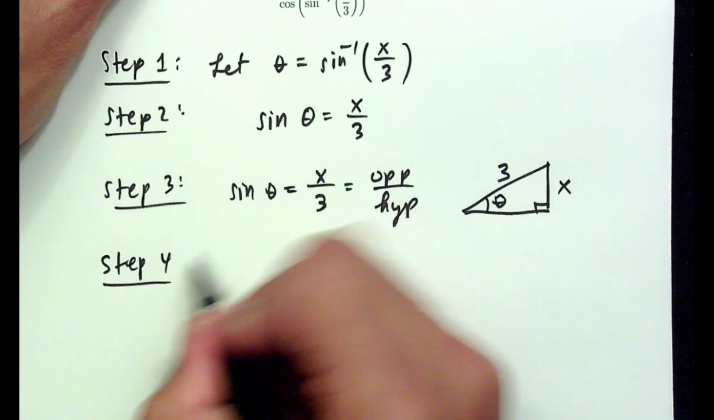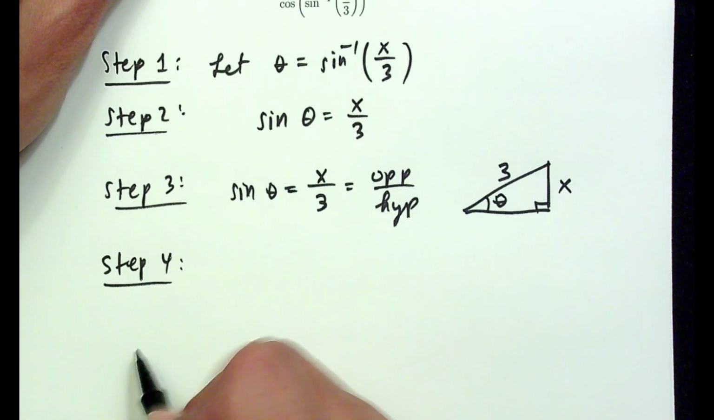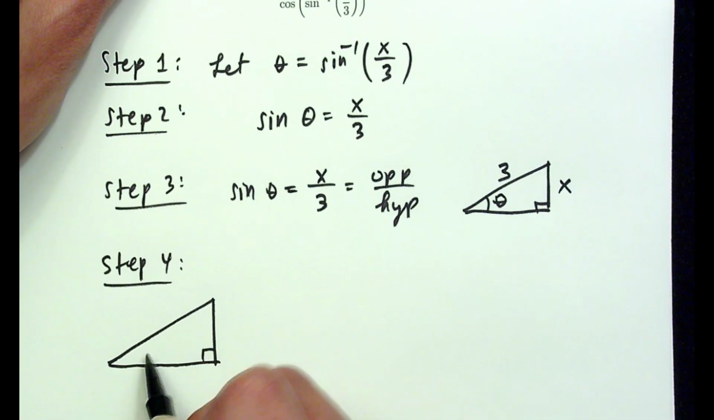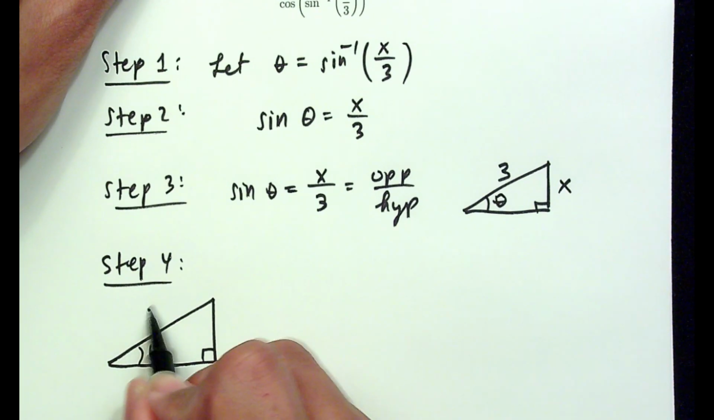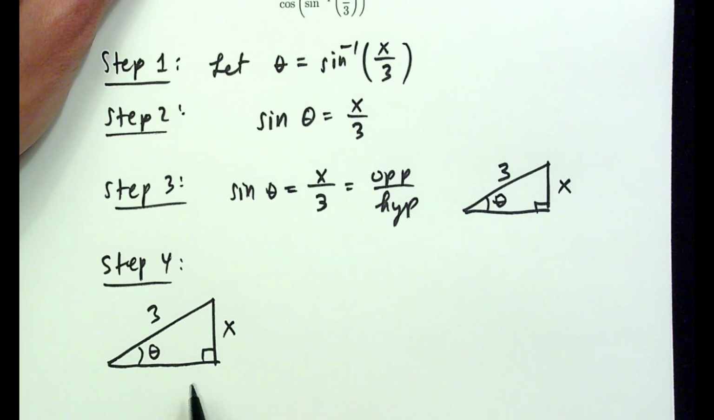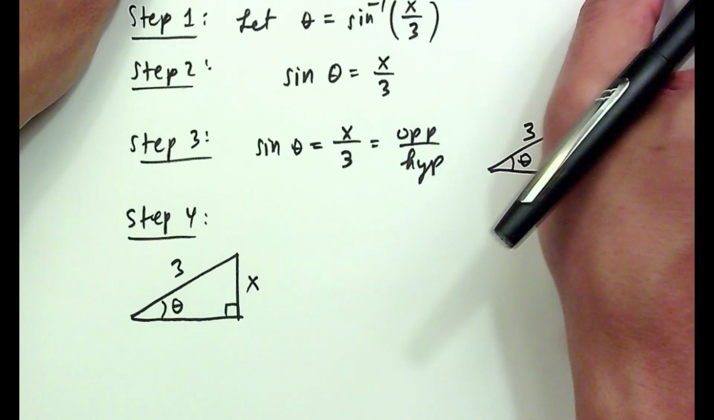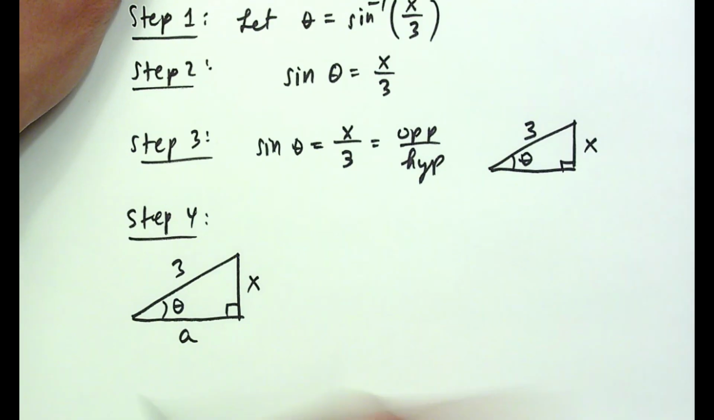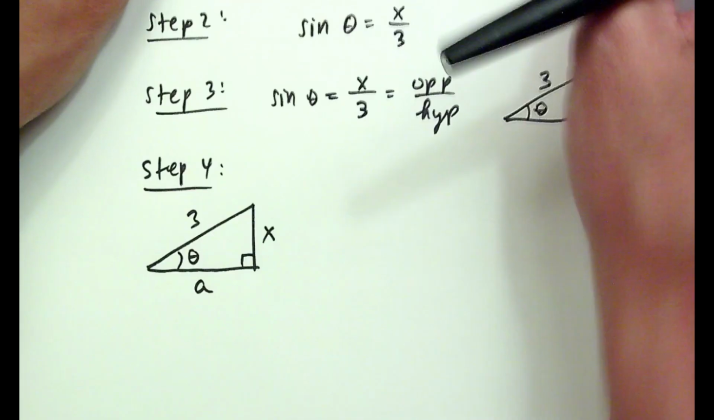Step 4, complete this triangle. So I'm going to give this side a name. I like ABC, so I'm going to call this one A. We have to find A. What is A? Well, apply the Pythagorean theorem.